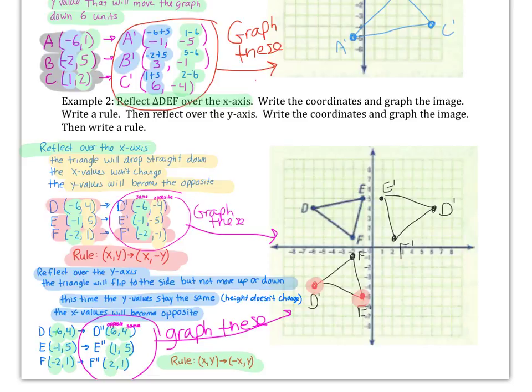Just a small trick, sometimes it helps you remember these rules with the reflections because they're so close. Whichever axis you are reflecting over, that's the coordinate that stays the same, and the other becomes the opposite. So if you reflect over the x-axis, x stays the same, y becomes the opposite. If you reflect over the y-axis, y stays the same, x becomes the opposite.